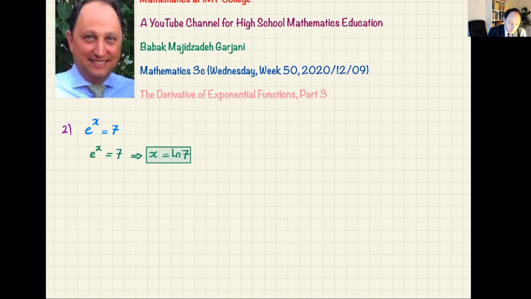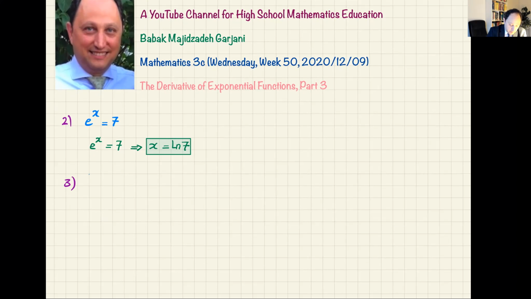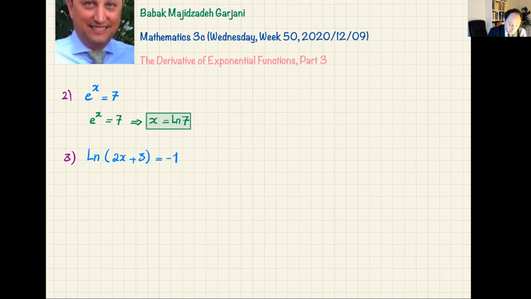Okay, so let us make this problem a little bit more interesting. So number 3, I want to find x such that ln of 2x plus 3 is equal to -1. If I want to solve this, I would write ln of 2x plus 3 is -1. Then this implies that, what can I conclude from here? How should I go? Do you know?